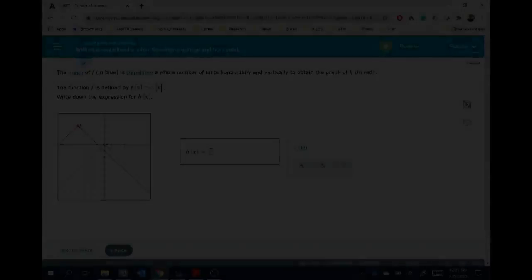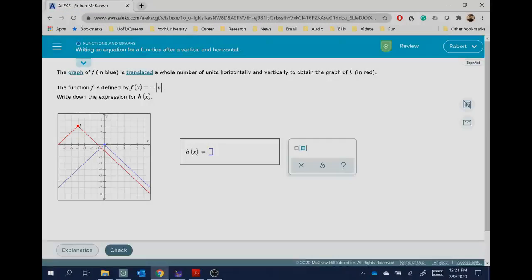We've been given a function f of x, which we know is the negative of the absolute value of x. And that represents the graph in a blue color with the origin at coordinates 0, 0. Another function has been drawn, an h function, whose highest point is at coordinates negative 4, 3. And the question is asking us to write down the expression for the function h of x.